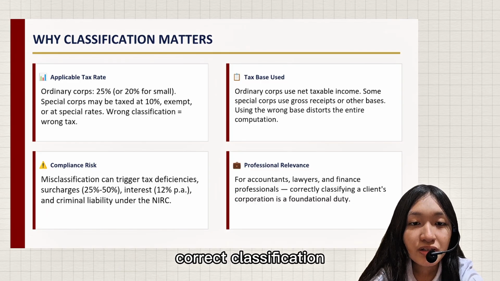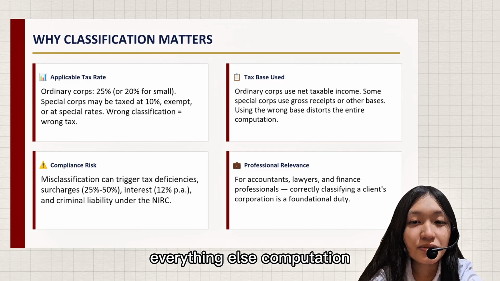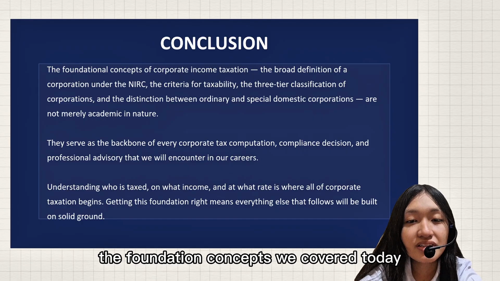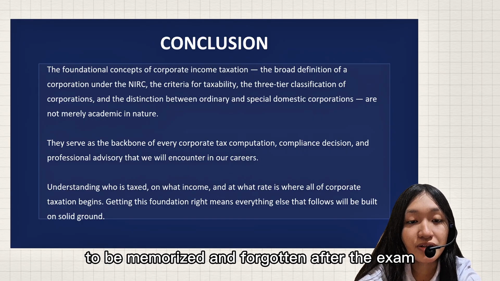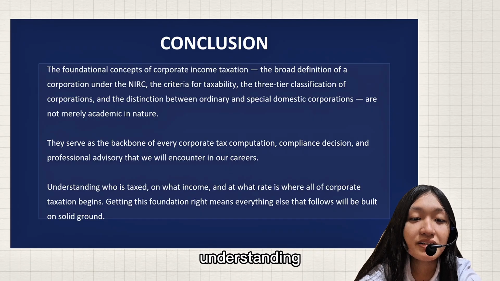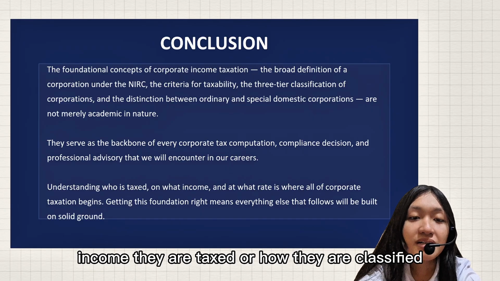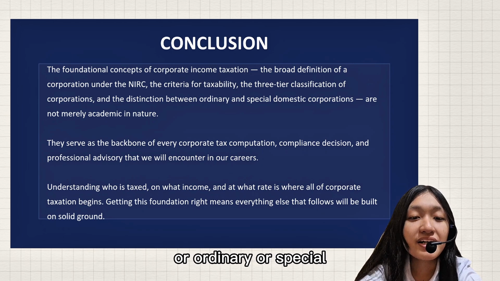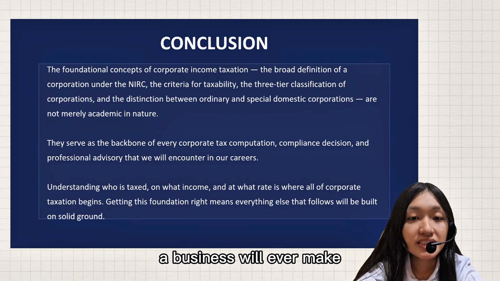To put it simply, correct classification is the foundation of correct taxation. Everything else, computation, filings, and payment, depends on getting this right. So in conclusion, the foundational concepts we covered today are not just textbook definitions to be memorized and forgotten after the exam. Understanding who qualifies as a corporation under the NIRC, what income they are taxed on, how they are classified, and what makes a corporation domestic, ordinary, or special, forms the backbone of every corporate tax decision a business will ever make.